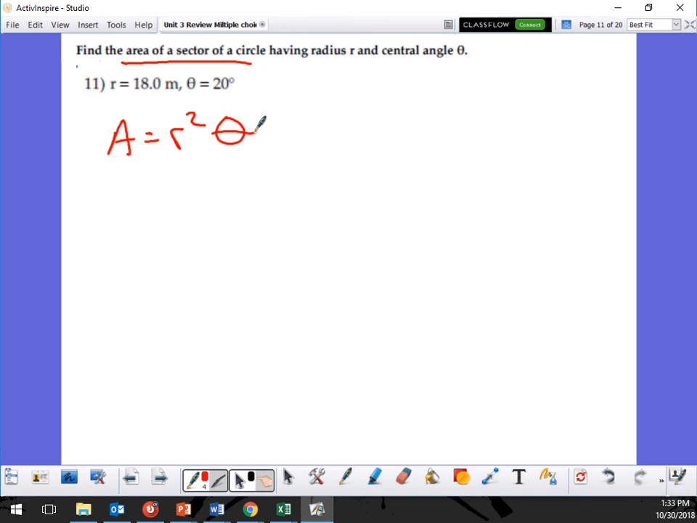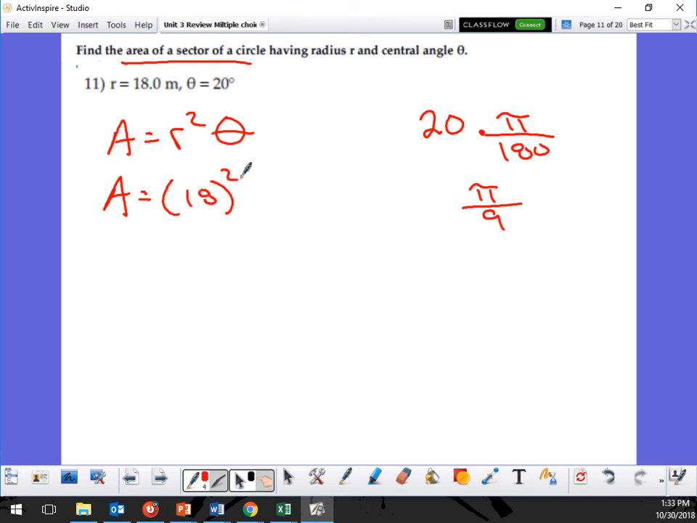Now, for this one right here, what's the issue with my theta? It's in degrees and not radians. So I have to multiply it by pi over 180. So it's going to be 20 times pi over 180, which gives me pi over 9. So we're going to get area equals 18 squared times pi over 9.